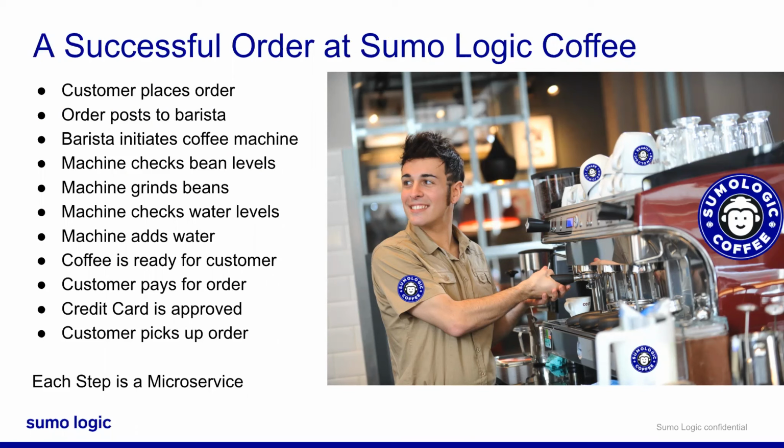But there's more going on. The customer places the order first, probably through our fancy Sumo Logic Coffee app. The order is going to go to the barista. The barista is going to start the coffee machine. The machine is going to do a lot of work here. The machine is going to check the bean levels and make sure there are enough beans and then grind those beans. The machine is going to check water levels.